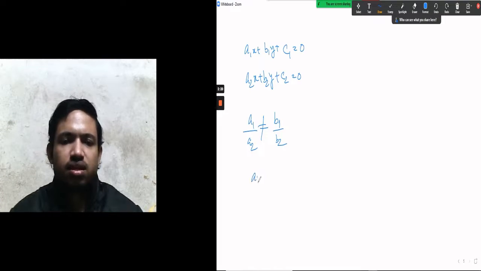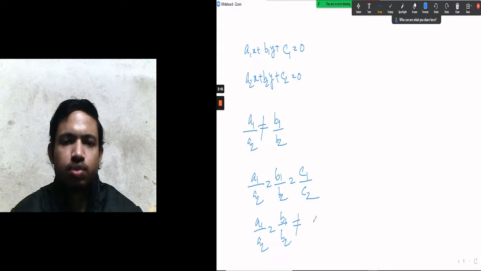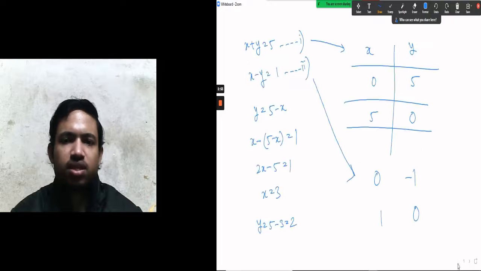For the second case, if a1 by a2 equals b1 by b2 equals c1 by c2, then the simultaneous equations will have an infinite number of solutions and the graph will have two coinciding lines. For the third case, if a1 by a2 equals b1 by b2 is not equal to c1 by c2, then the pair of equations will have no solution and the graph will have two parallel lines. We can verify this with our previous three examples by putting in their values of coefficients and constants.